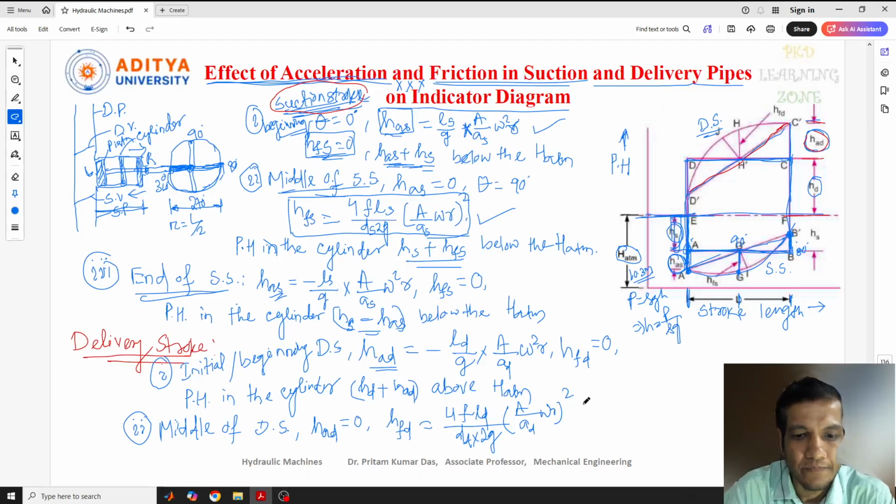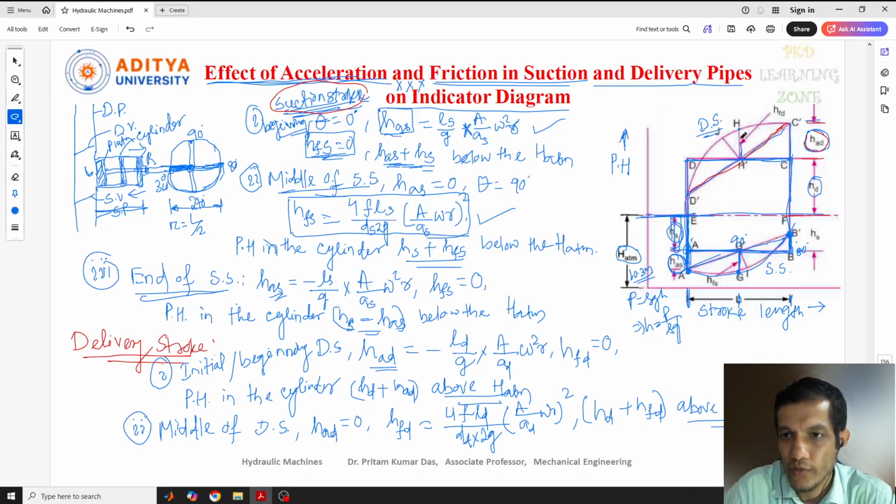So here also, if you see, the value of pressure head in the cylinder will be hd plus hfd. Here also we can write hd plus hfd will get here, and that also will be above the atmospheric pressure head, above the H atm. So here also we got the value above the atmospheric pressure head.